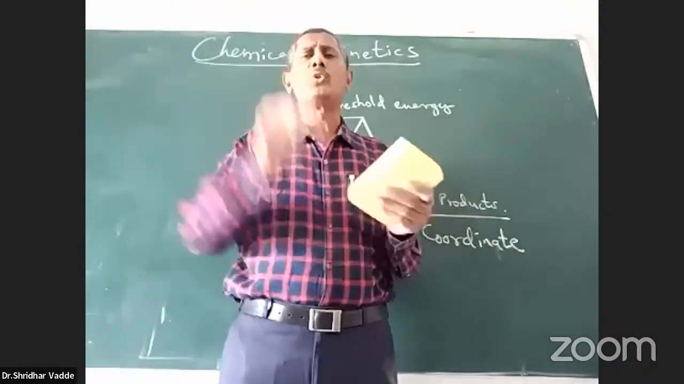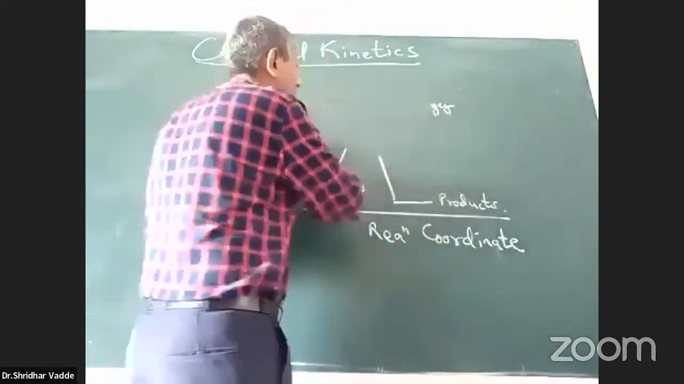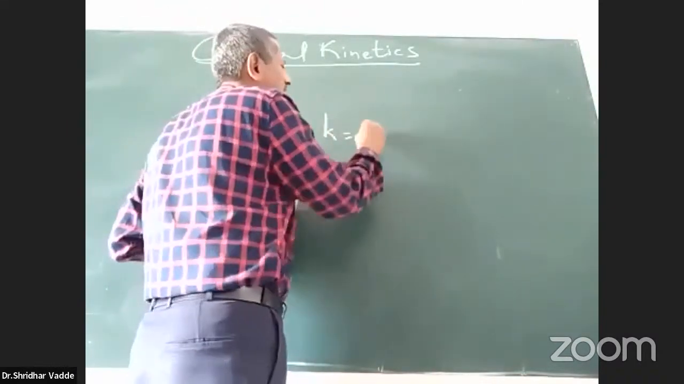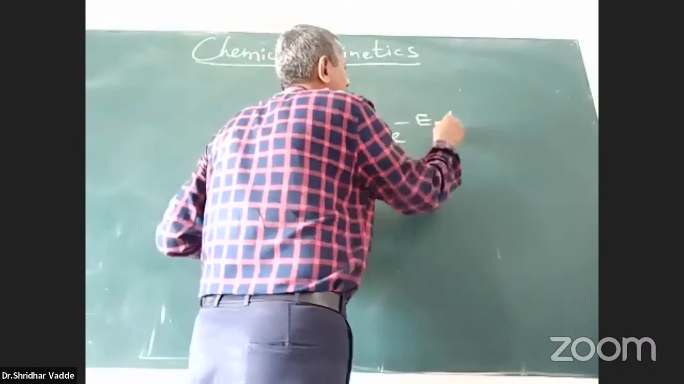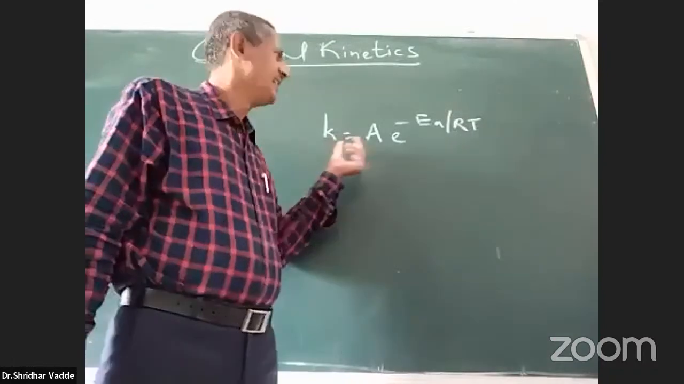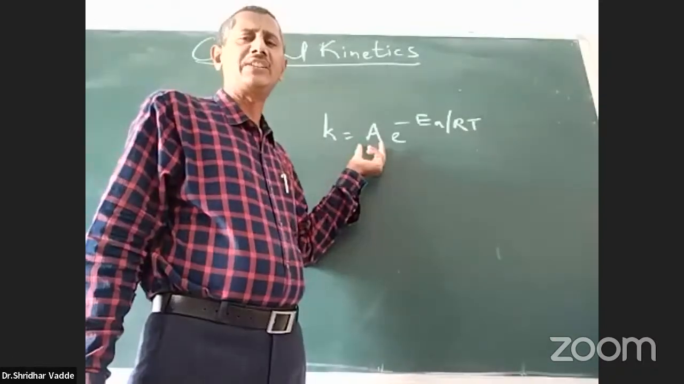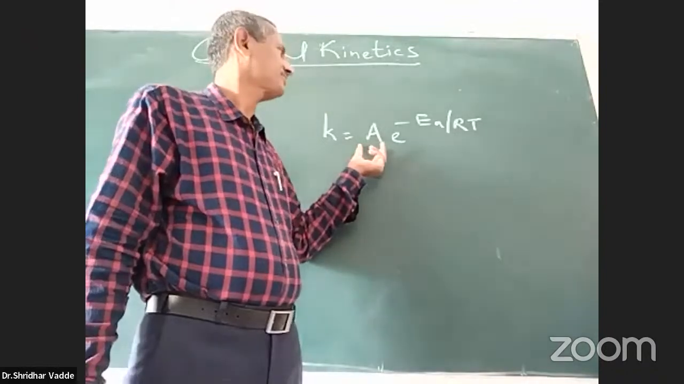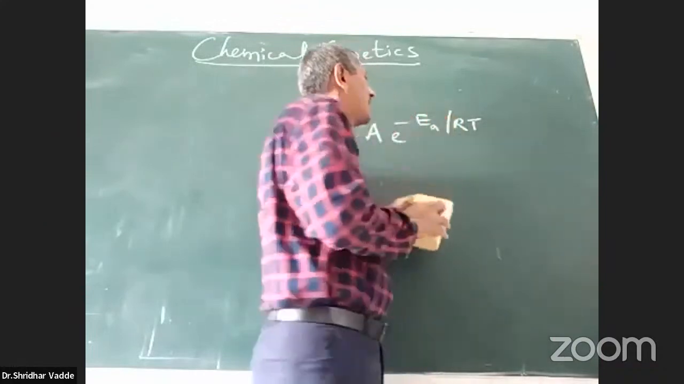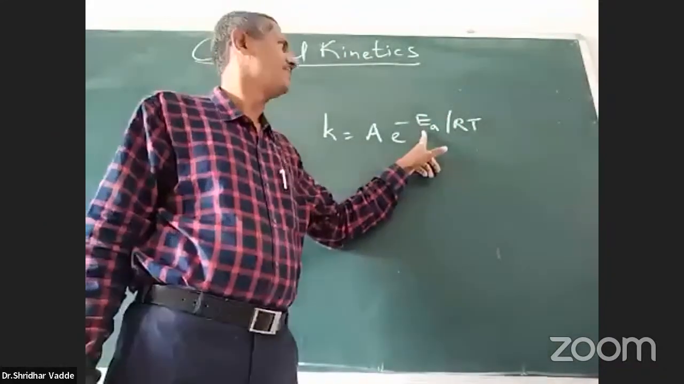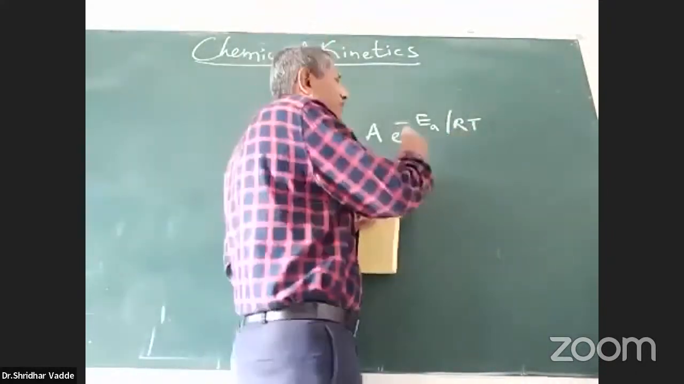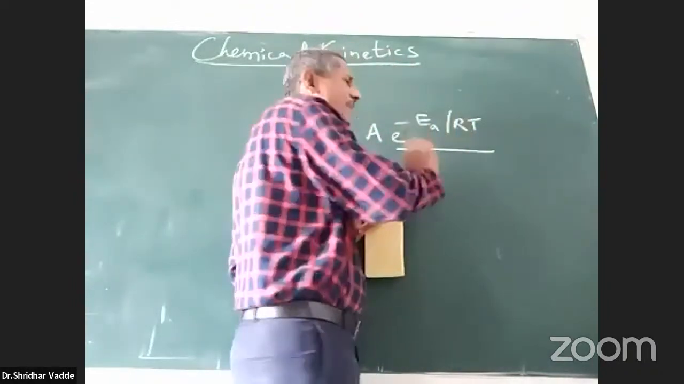So combining all these, the scientist proposed one equation: k = A e^(-Ea/RT), where k is the rate constant, A is a constant, the frequency factor, పౌనఃపున్య గుణకం అంటాం. So what is Ea? Ea means energy of activation, ఉత్తేజిత శక్తి. R is the universal gas constant, T is the absolute temperature. And what is put together? e to the power of minus Ea by RT.